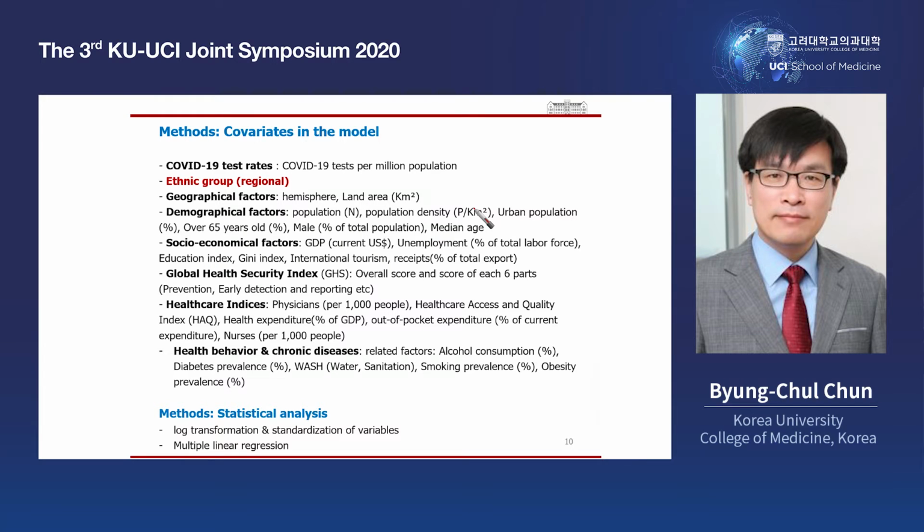We put covariates into the model such as COVID-19 test rate, geographic factors, demographic factors, socioeconomic factors, global health security index, health indexes, and health behavior and chronic disease prevalence. And we also put the ethnic group or ethnic region, because our main hypothesis is that ethnicity or ethnic group may play a major role in this difference of incidence.